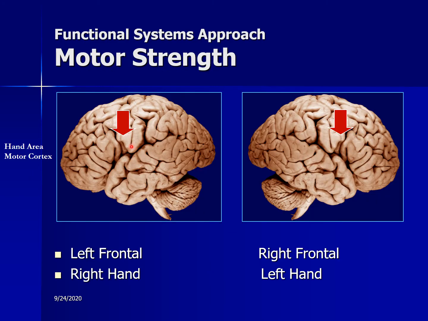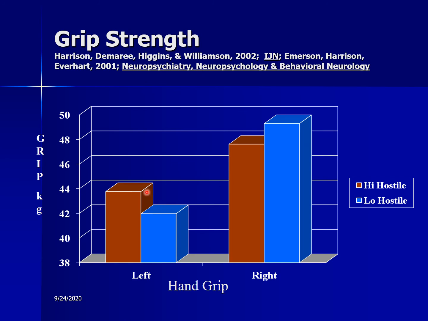Now, we just looked at the facial region. Let's go up and look at the hand region. And again, if we're having problems with the upper motor neurons in the right frontal lobe, then we should have increased flexor strength in the left hand. And that's what we find. Hostile, violent, prone folks are significantly stronger in grip strength at their left hand, significantly weaker at their right hand than low hostiles.